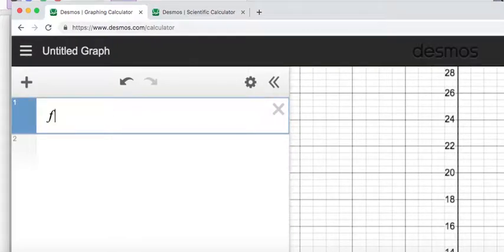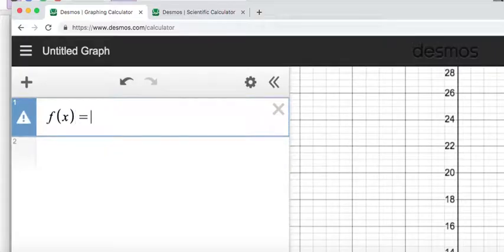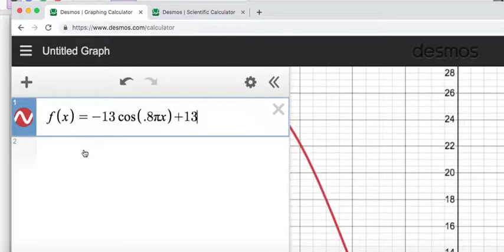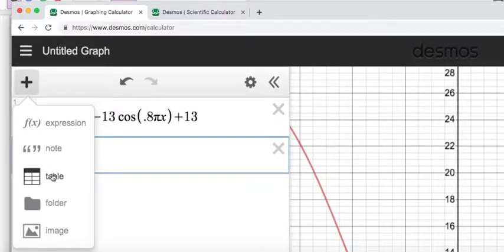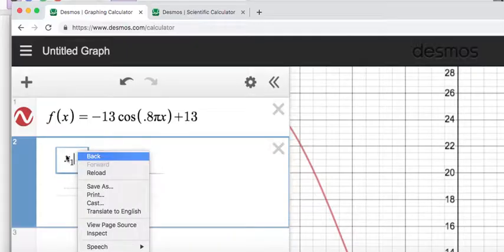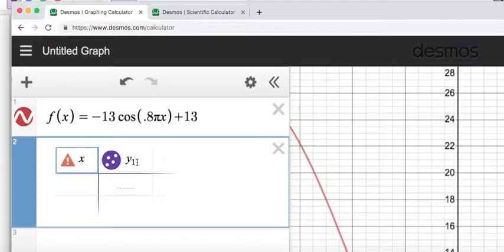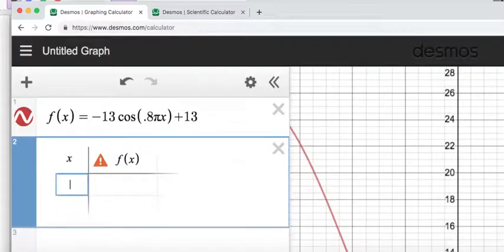So I'm going to enter the equation f of x, or you could enter y equals, negative 13 cosine 0.8 pi x plus 13. And I'm just going to enter a table. So x, and you make sure you use the appropriate scale. You use the same scale that we used for the graph, which is that you're going to go up by 2.5 over 8 each time. I have to do it manually. You could do it by hand. I have to do the first one, so the initial height is 0.